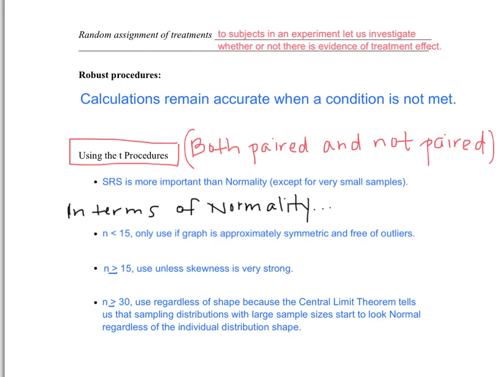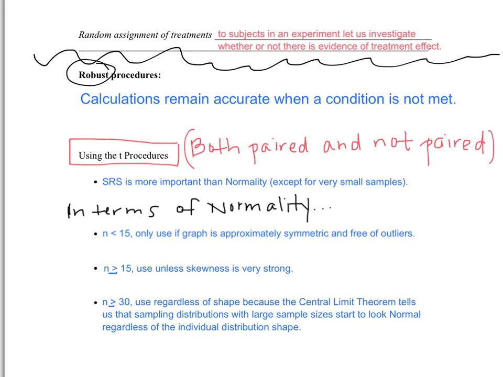Moving on to continue the conversation of our T procedures, not just talking about paired procedures, you might hear this terminology that T procedures are robust. Here's what we mean by that. Robust procedures mean that calculations will remain accurate when a condition is not met, and T procedures do that.